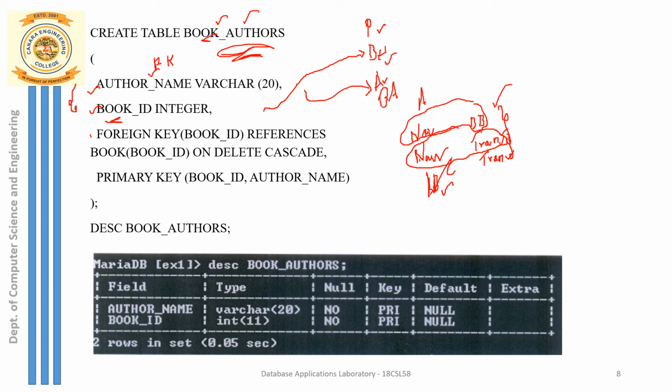So you call this the combination of the attributes author name and book ID, which acts as a primary key. So can you just note here what is written? Book ID comma author name, the combination of them is taken as primary key.